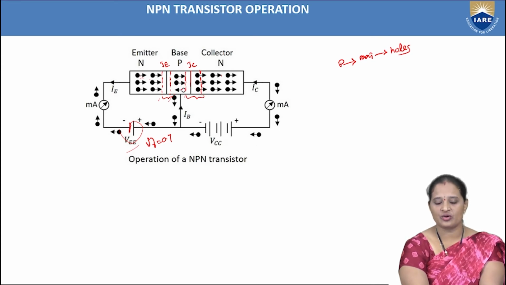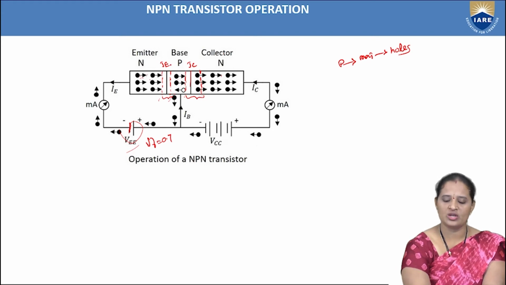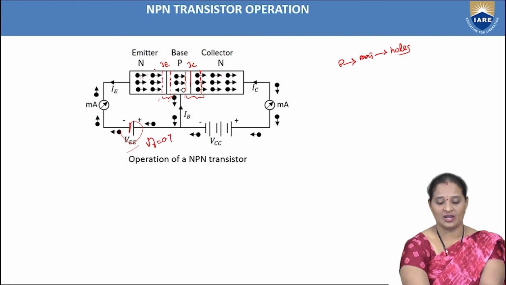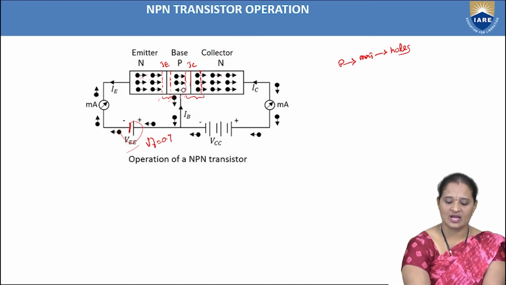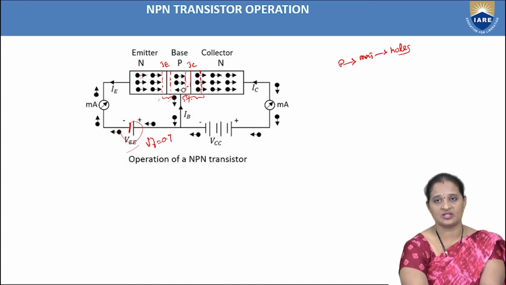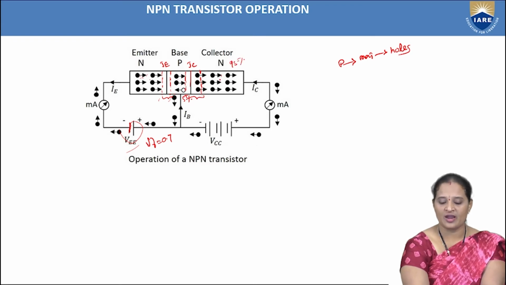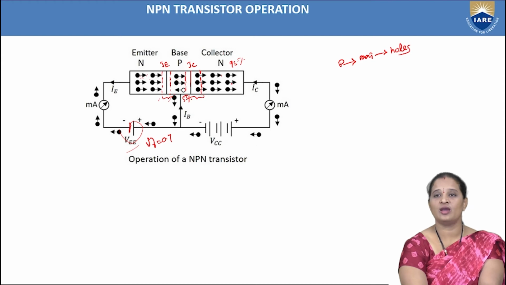Whenever these electrons enter into this p-type material, they will recombine with the holes present in the base region. As it is lightly doped, very few majority charge carriers are present, and hence only a very small number of electrons will recombine with the holes. Let us consider only 5% of electrons will recombine with the holes present in the base region, and the remaining 95% will be entering into the collector region.